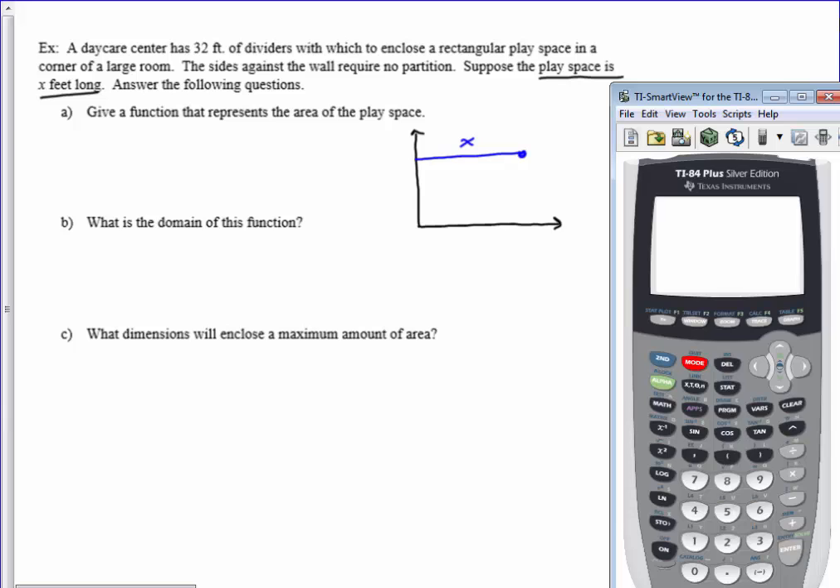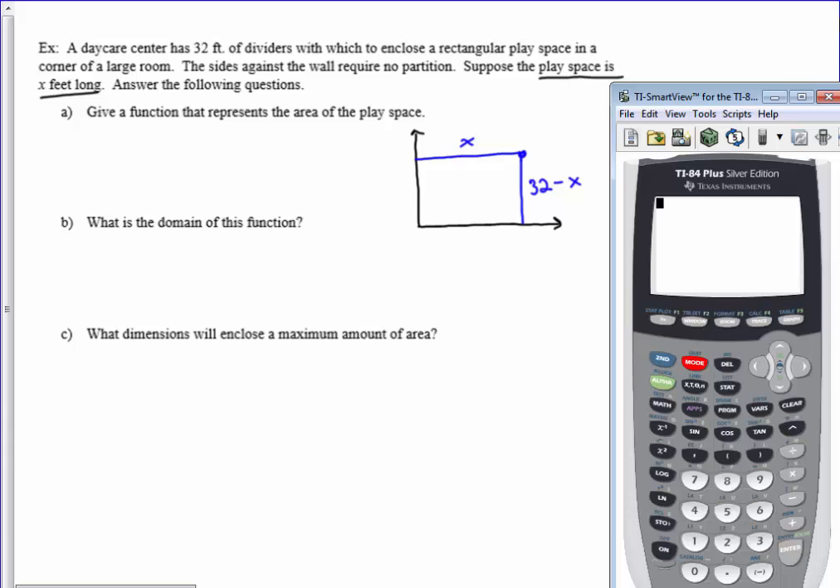If we had 32 feet of dividers, and I have now used x feet of dividers, then the amount that I have to create the other length is 32 minus x. You can think of it as if you knew that x was 10 feet, then to make the other side, you would have 32 minus 10 feet left over. And so now we have a drawing that corresponds with our question.